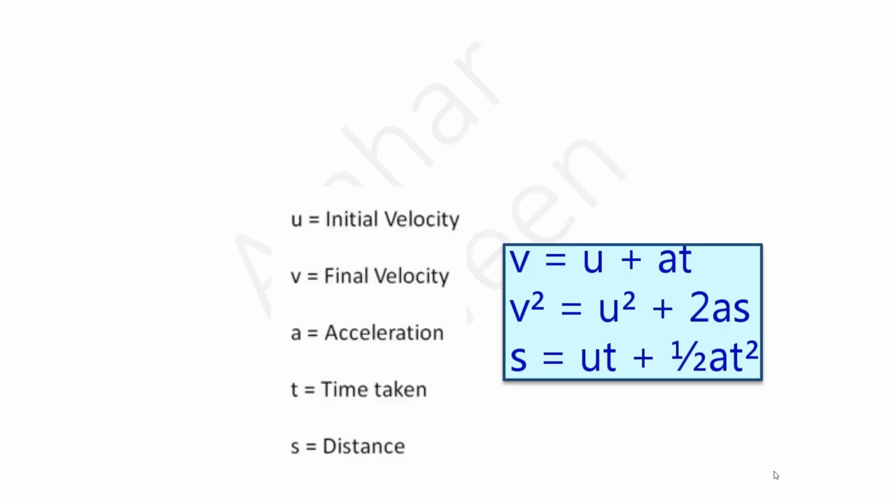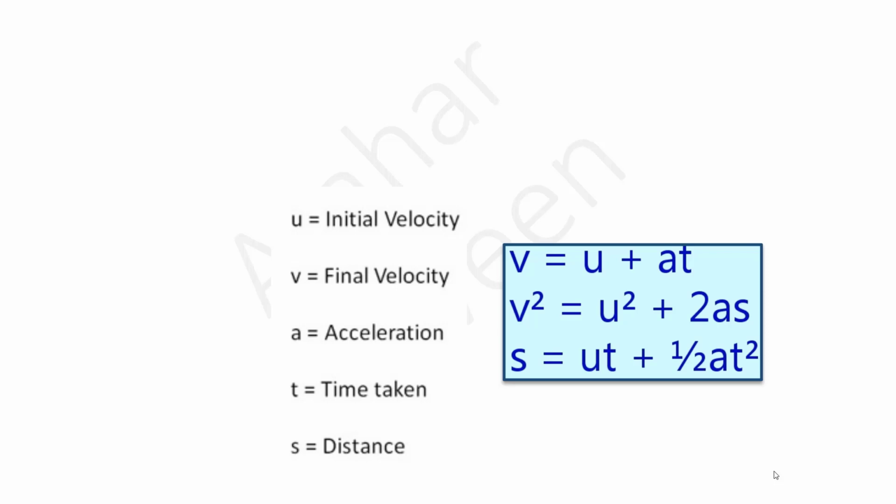Now, these are the three equations of motion. v is equal to u plus at, v square is equal to u square plus 2as, s is equal to ut plus half at square. Here, what will be u? It will be the initial velocity of the body. v will be the final velocity of the body. a will be the acceleration of the body. t will be the time taken by the body in traveling a certain distance. And s will be the distance traveled by the body. I am sure you remember these equations.